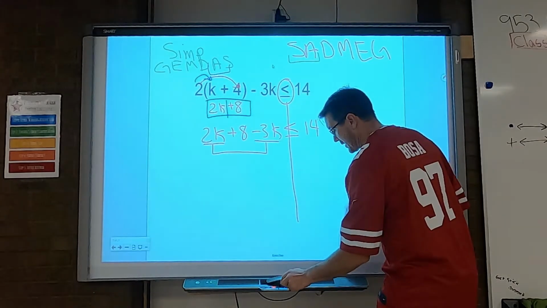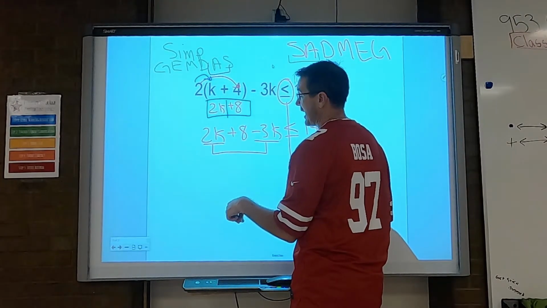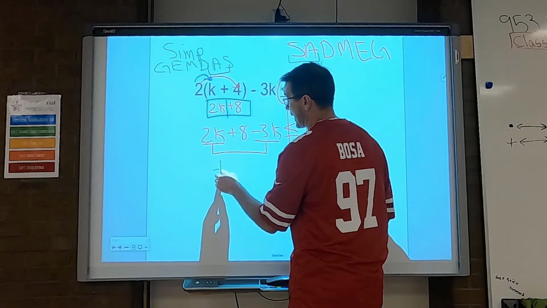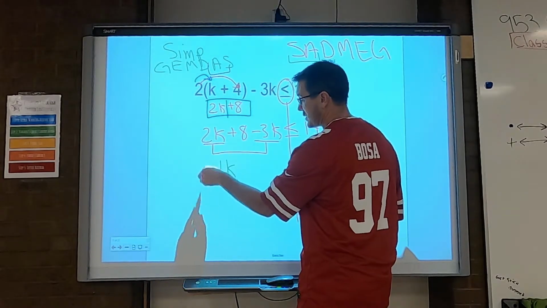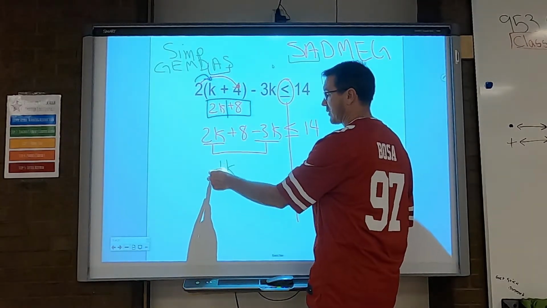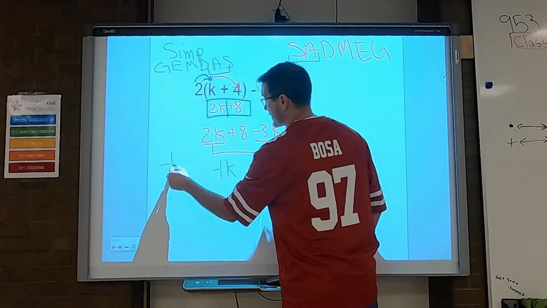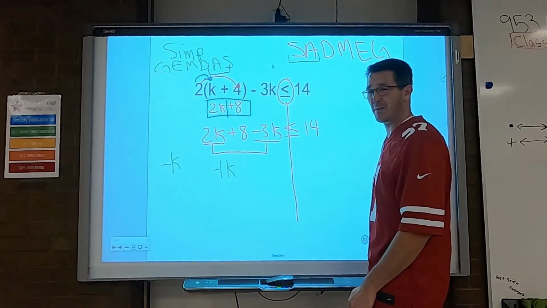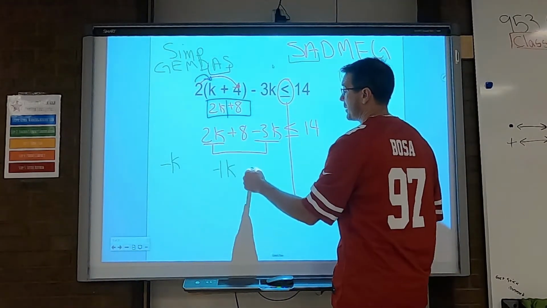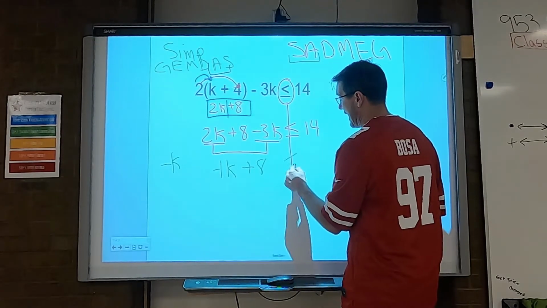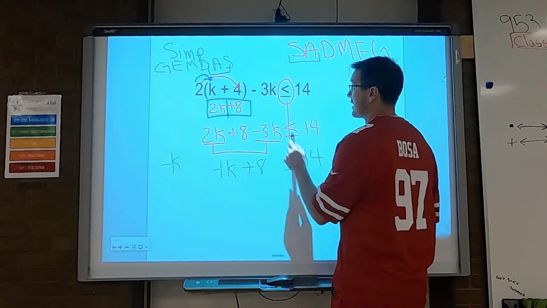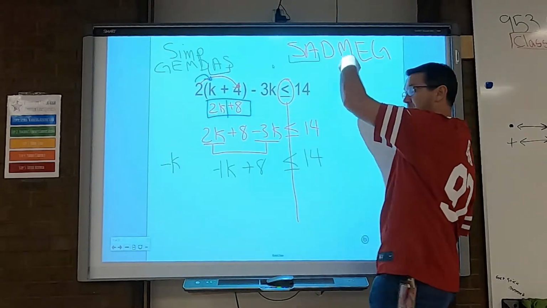2k minus 3k is negative 1k. And I'm actually going to write the 1 this time because I don't want to lose that negative sign. So I'm going to write that negative 1. I don't have to. I could put just negative k, but some people get kind of confused by that. So I'm going to write that down, bring down my 8. And now there's nothing left that I can simplify. So now I have to solve.